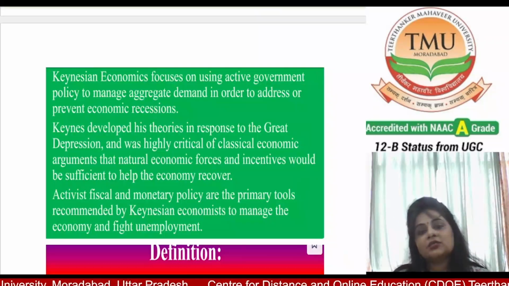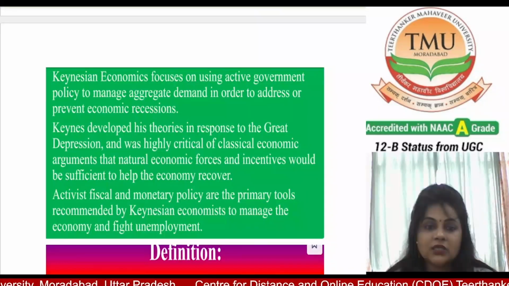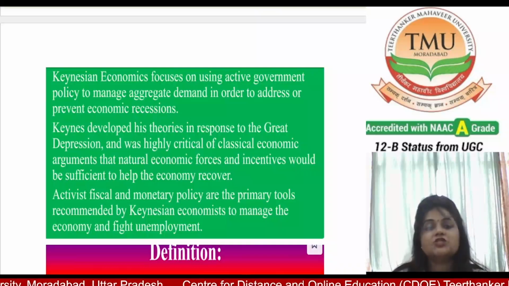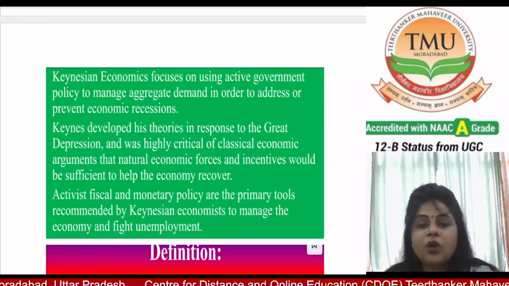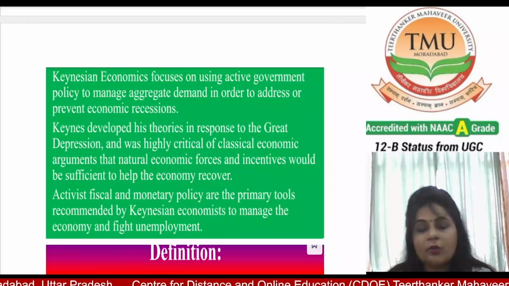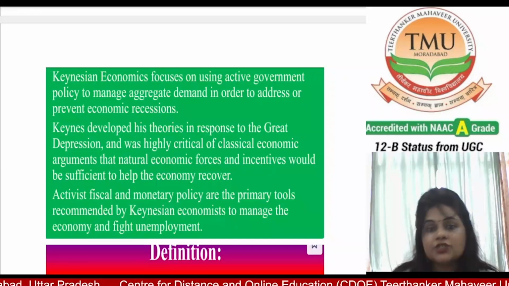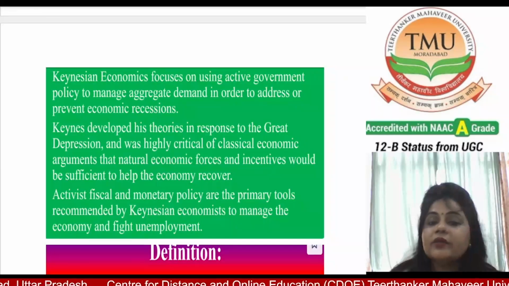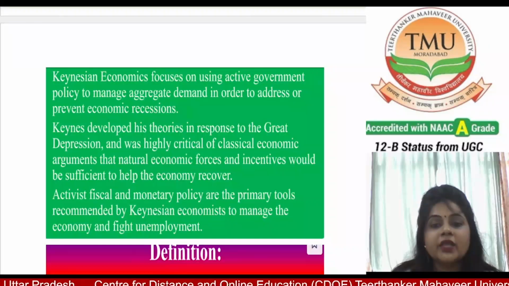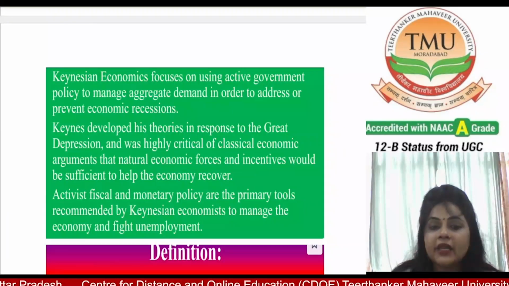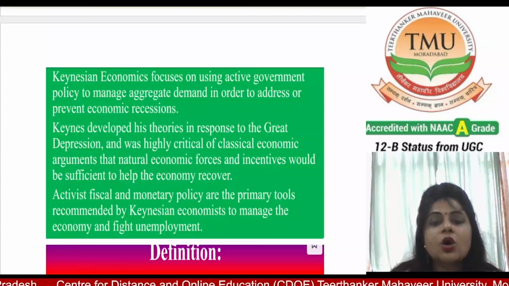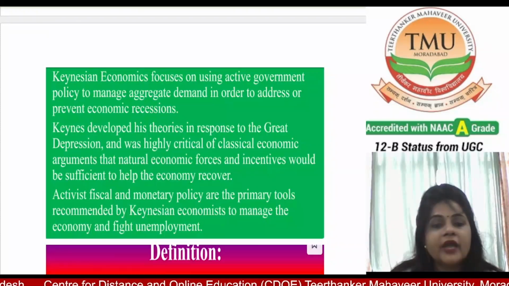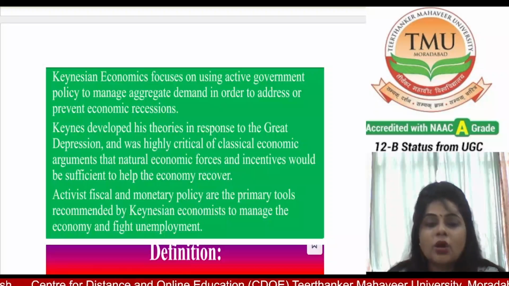So Keynesian economics gets its name from the theories and principles of the economist John Maynard Keynes, 1883 to 1946, who is regarded as the founder of modern macroeconomics. His most famous work, The General Theory of Employment, Interest and Money, was published in 1936, but its 1930 precursor, A Treatise on Money, is often regarded as more important to economic thought.